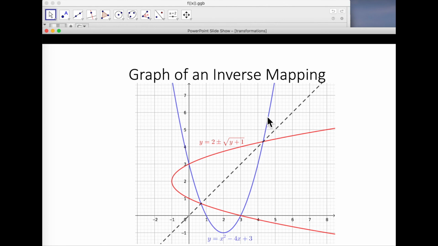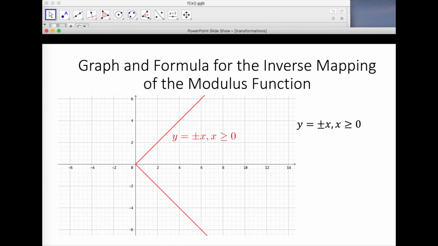To find the graph of the inverse, we simply reflect it in the line y equals x. So here's the graph and the formula for the inverse of that simple quadratic function. And this is the graph of the inverse mapping of the modulus function that we just used. So each x is mapped to both x and minus x.